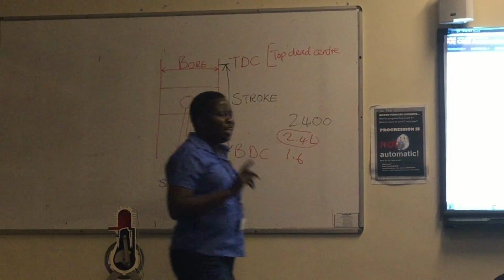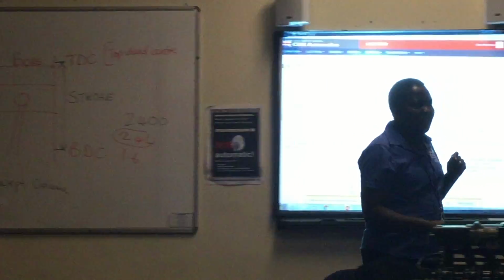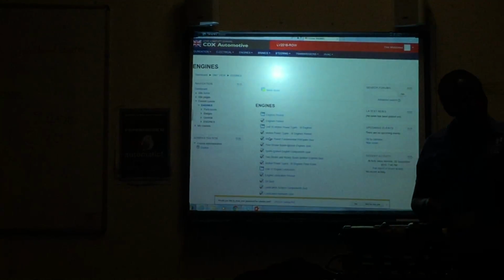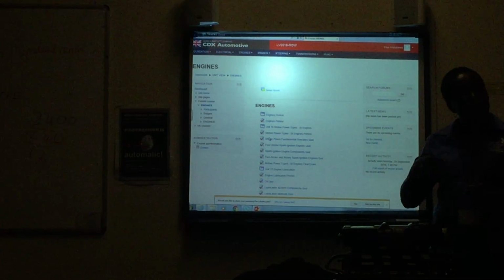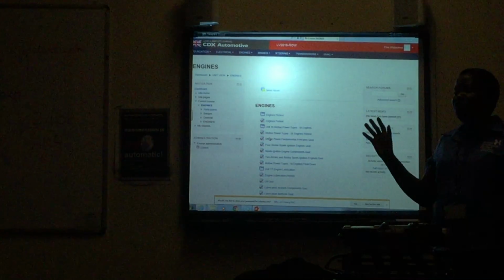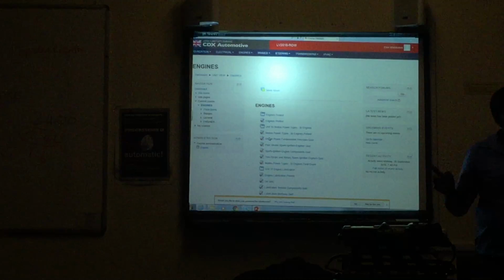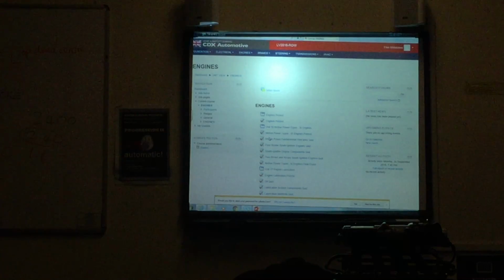So you find that after every 2 revolutions of the crankshaft, the spark plug will fire. 2 revolutions, fire. 2 revolutions, the spark plug will fire. So we have a spark every 720 degrees of crankshaft movement.